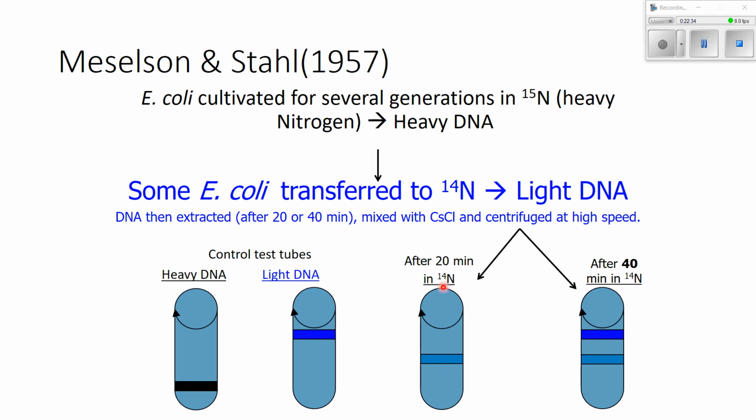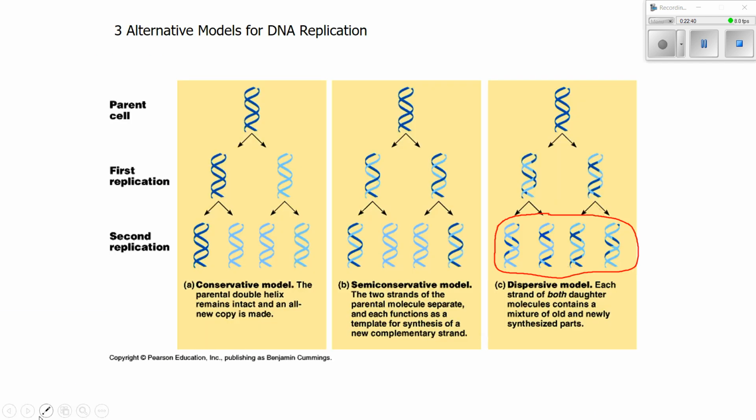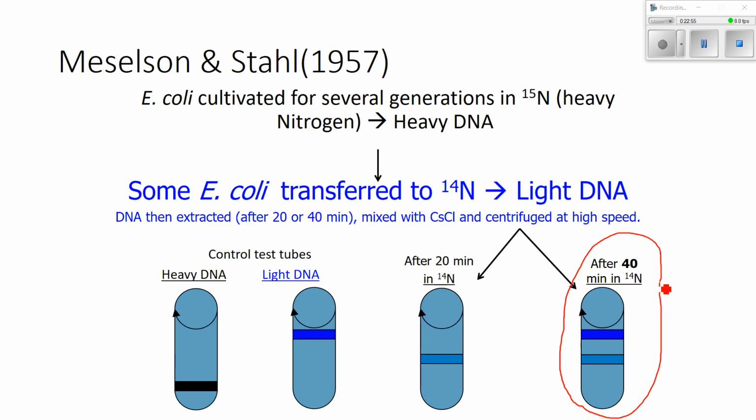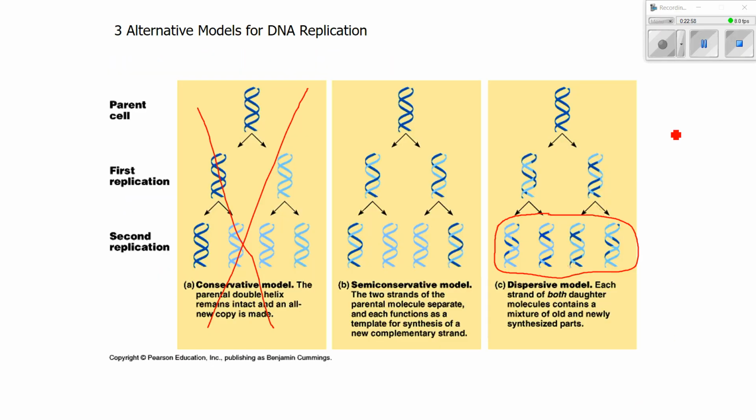So this result right here, after 20 minutes, allowed Meselson and Stahl to rule out, to disprove the conservative model. And then this result, after 40 minutes in the light nitrogen, allowed them to rule out the dispersive model. If the dispersive model had been correct, they would have gotten one band, an intermediate band, and it would have been slightly skewed towards the light side, if that makes sense.